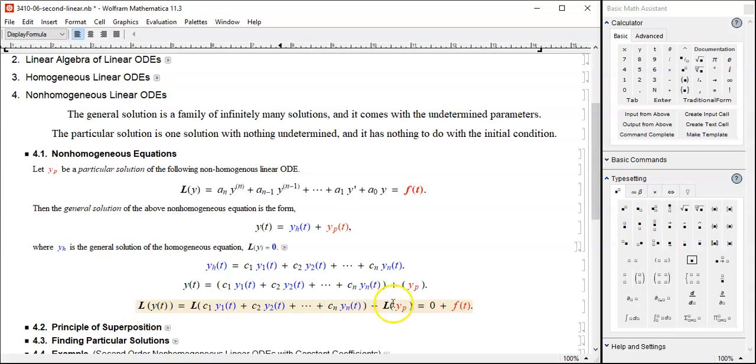So what did you get? This expression is indeed a solution. This is precisely what we wanted. L of y equals f of t. Yes, 0 plus f of t, so it works out. And then also, it has a lot of undetermined coefficients, C1, C2, and so on and so forth. And therefore, it'll work well with the initial condition, if any. So that's a verification.